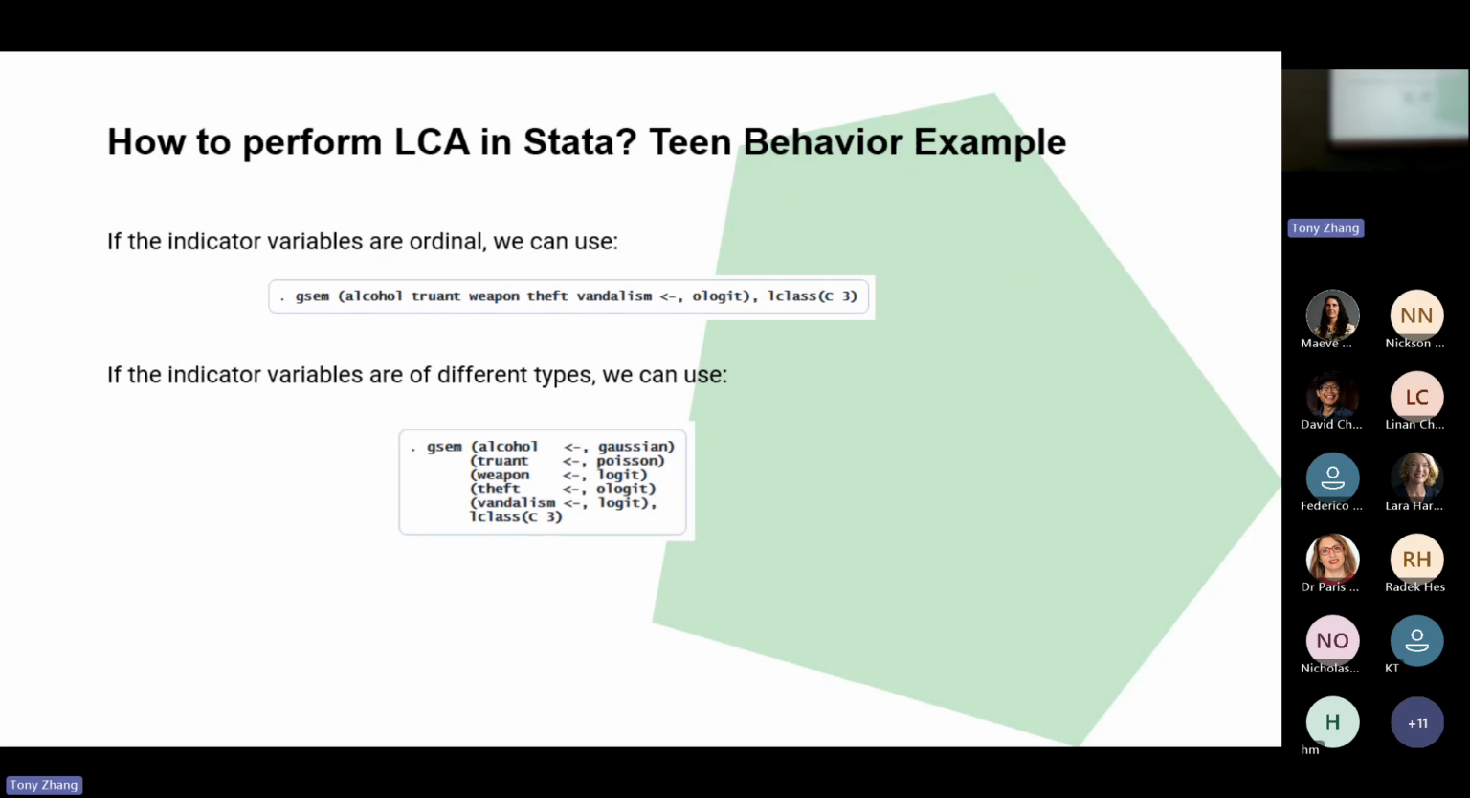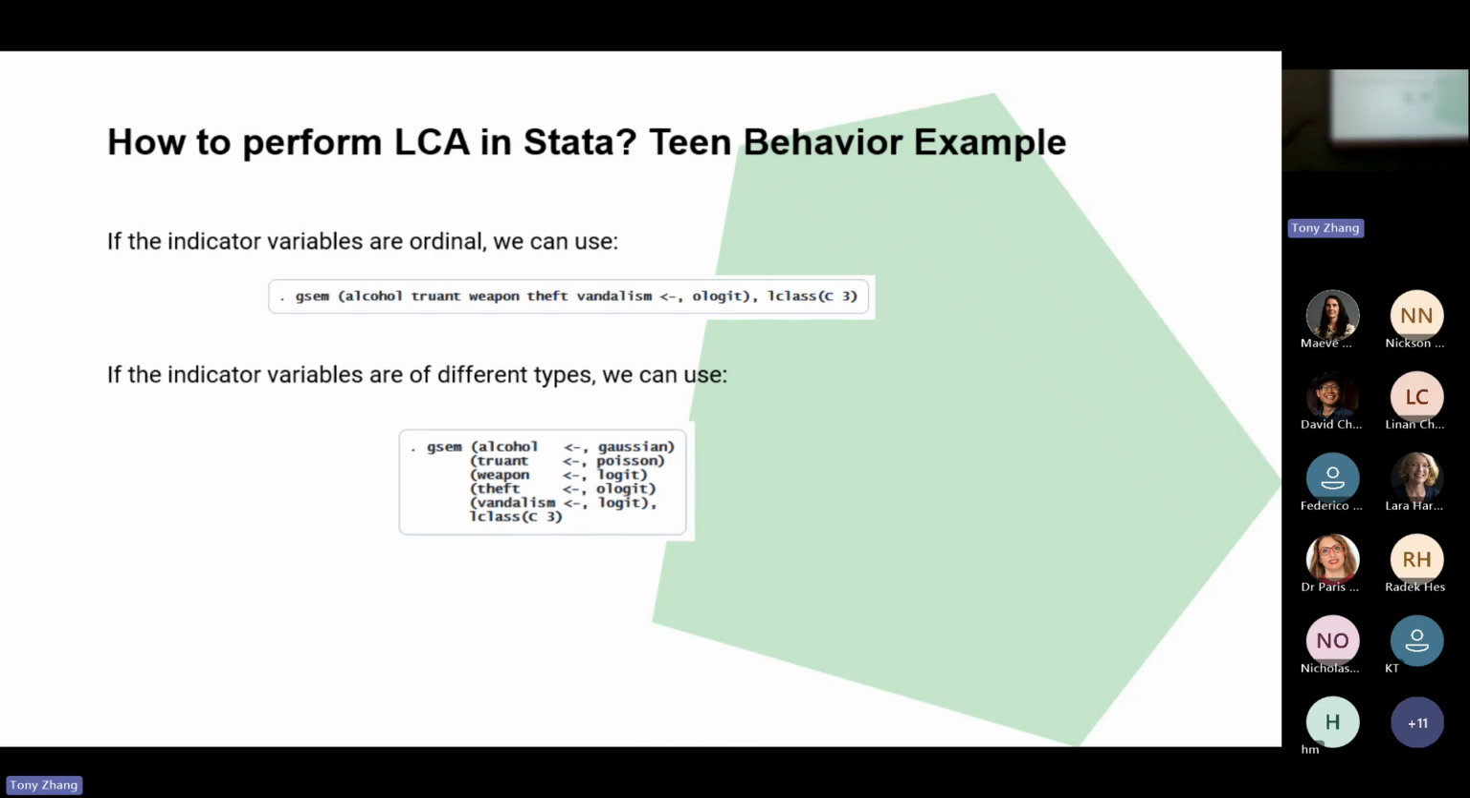Okay, yes. If the indicator variables are ordinal, we can just update the code a little bit by changing the link function from logit to ologit. And actually, in Stata, with the gsem function, this is the example below. In Stata, we can customize the distribution for each indicator variable.